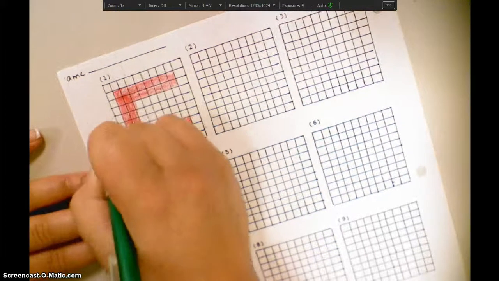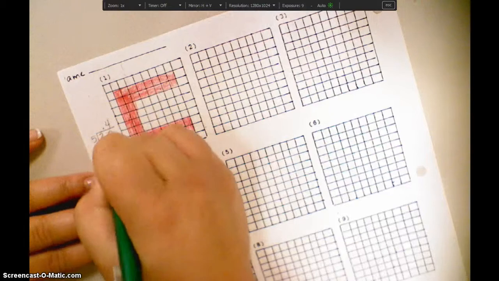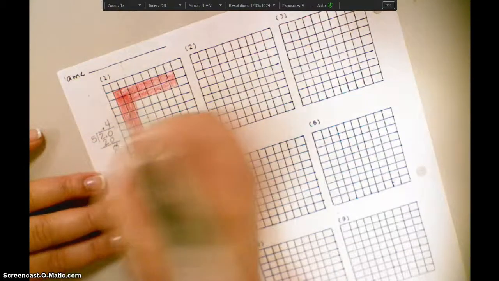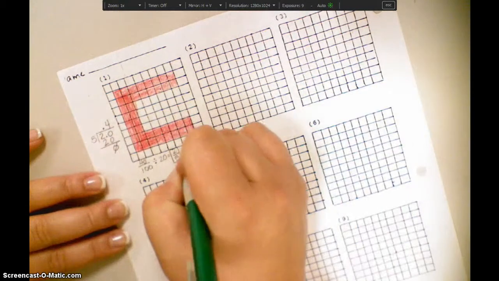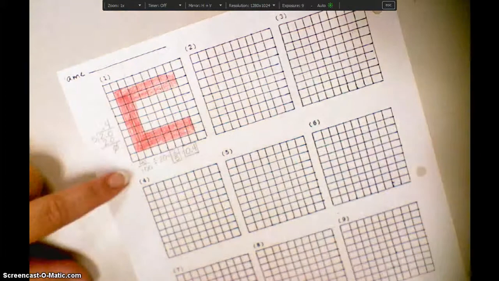5 goes into 24 times with no remainder, so my decimal will be 4/10, which is also equivalent to 40 hundredths.